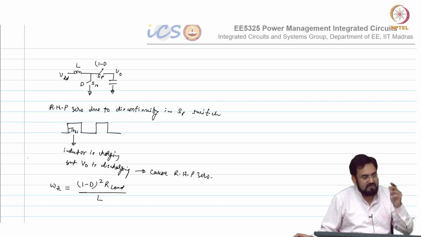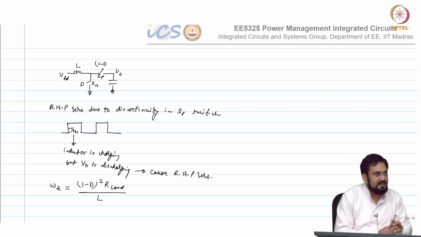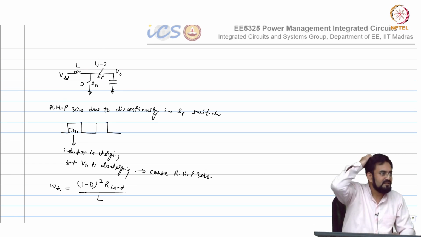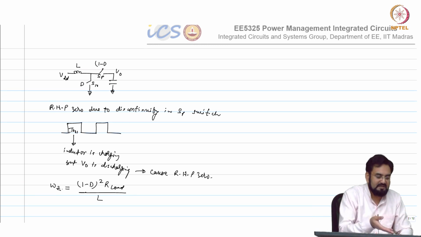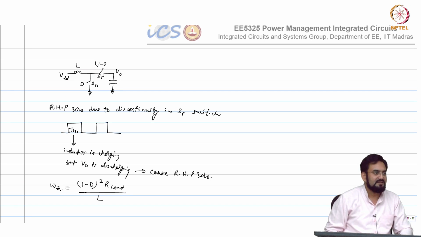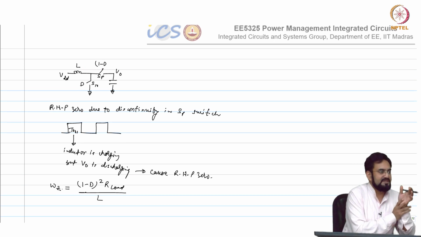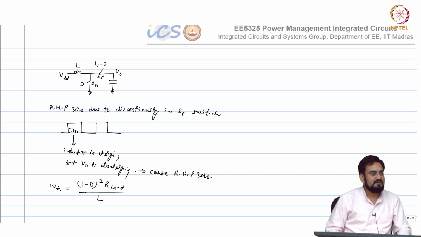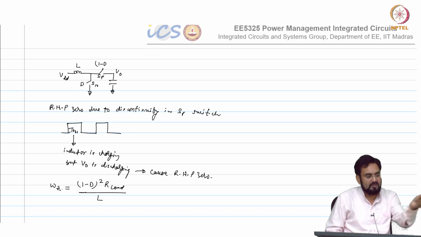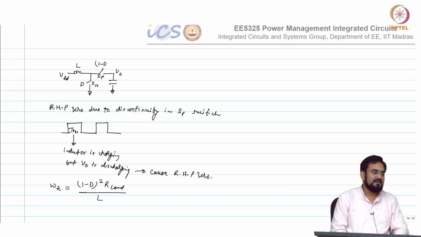And it's obvious, why 1 minus D? Because this 0 will become dominant at higher duty cycle, which means your omega z is coming at lower frequency. It will come at origin at 100% duty cycle, and you want to push this 0 to very high frequency. So if you operate at a very low duty cycle, then it may not be a problem, or you operate at very high load. High load means R load is large, basically light load current.